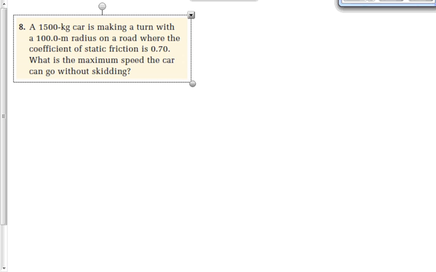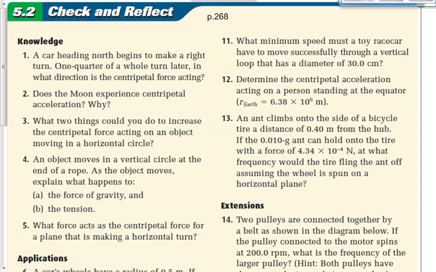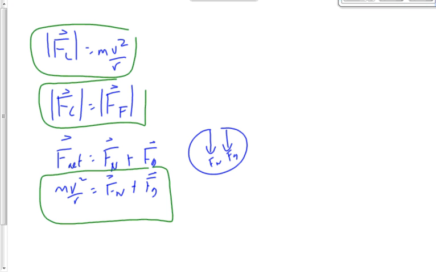Number 8: a 1,500 kilogram car is making a turn with a 100-meter radius on a road where the coefficient of static friction is 0.7. What's the maximum speed that the car can go without skidding? This is the second type of problem that we were just talking about, right? We've got one force acting. It is the force of friction. We can say Fc is equal to mv squared over r. That's perfectly fine. But we can also say Fc is equal to Ff.